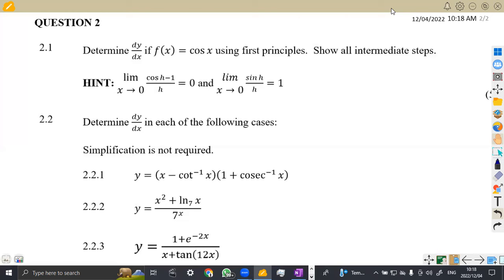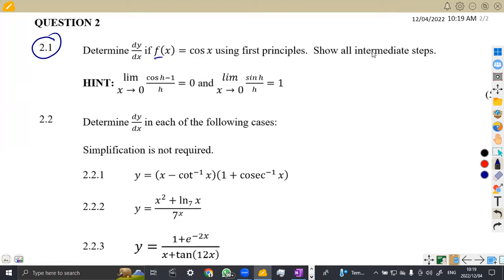Anyway, without wasting much time, we are going to quickly rush through the questions, which is the first part. We are given question 2.1. Determine dy/dx if f(x) is equivalent to cos x using first principles. Show all intermediate steps, which means all the necessary steps must be shown on this one.